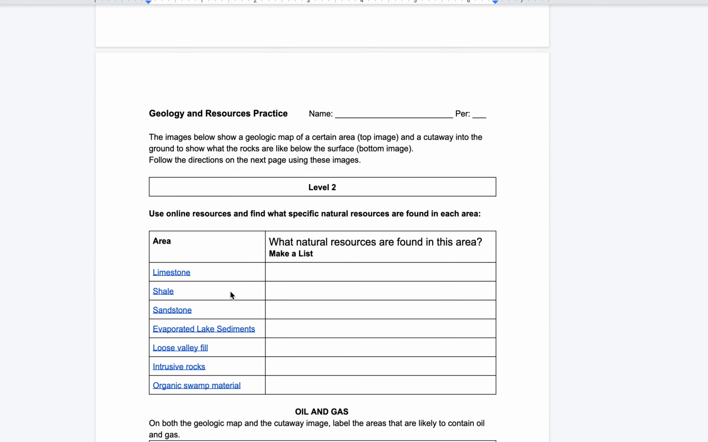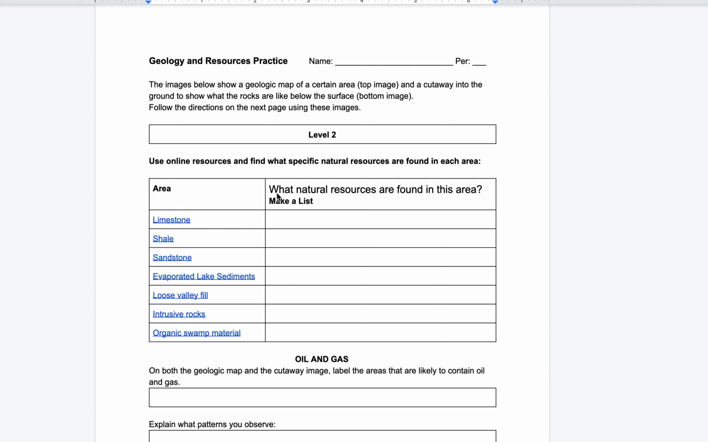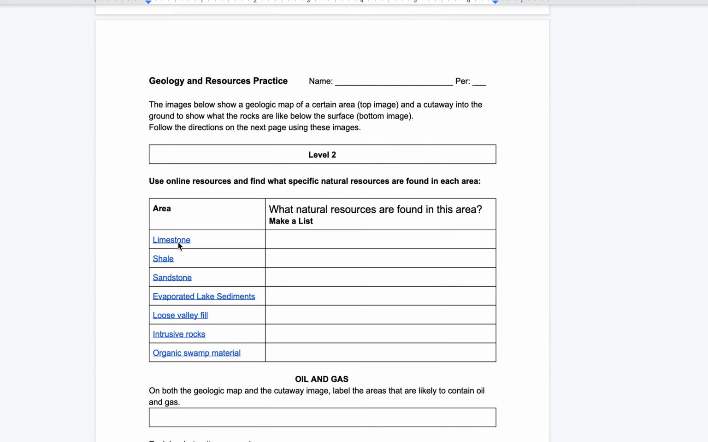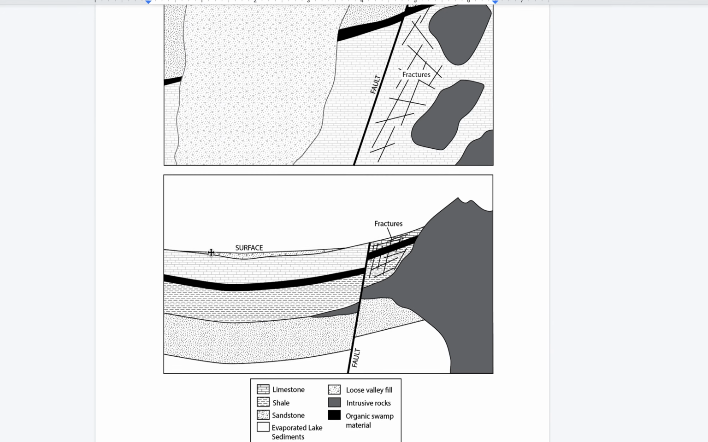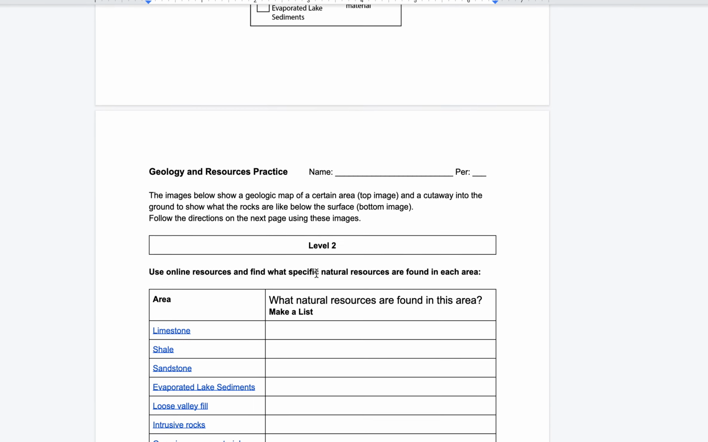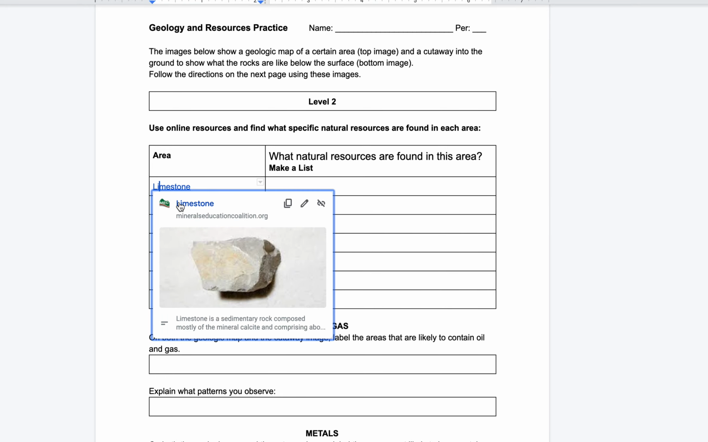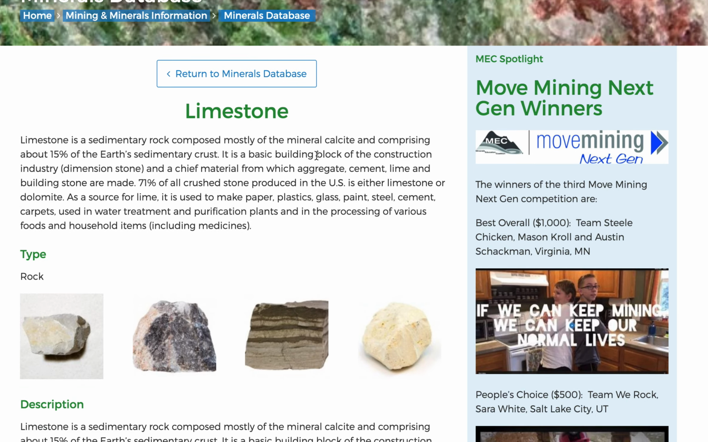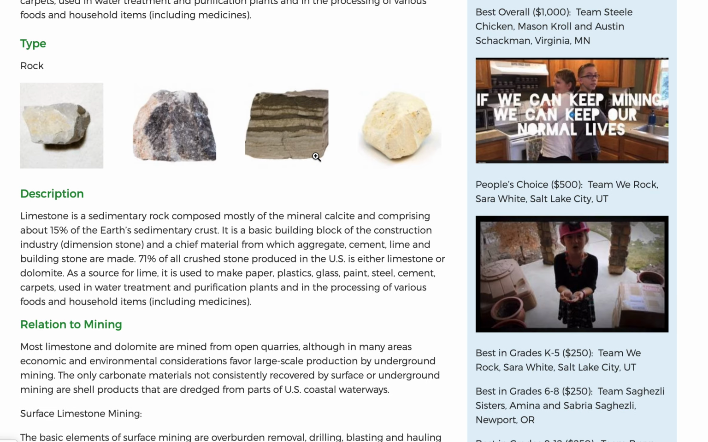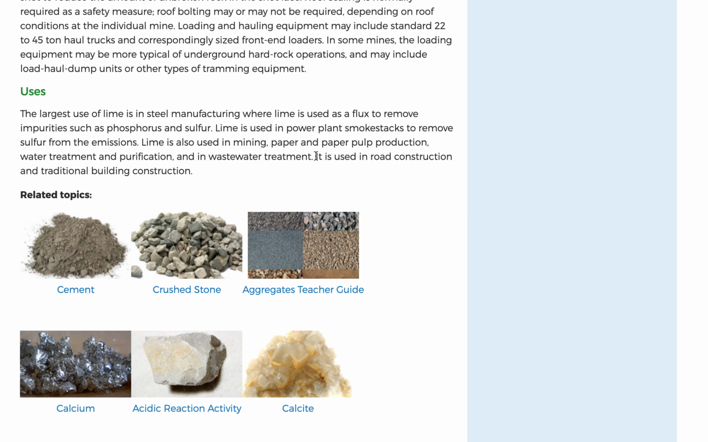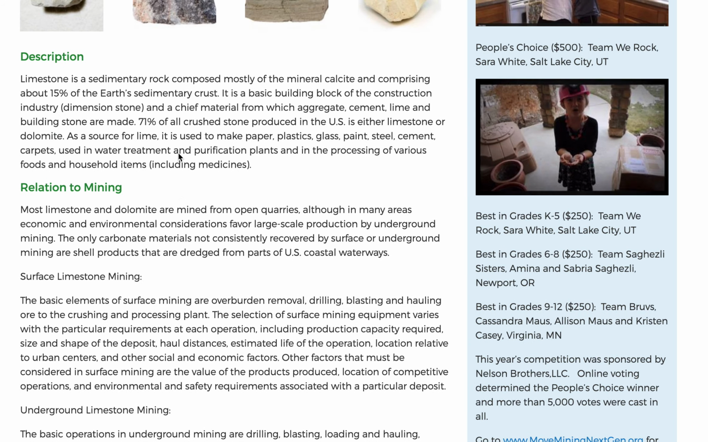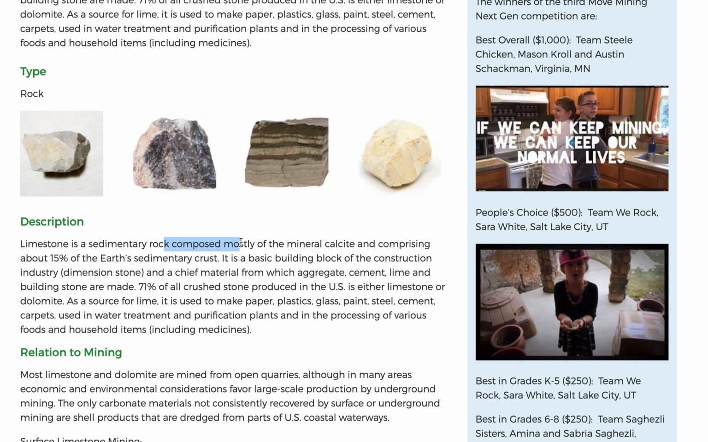Follow the instructions. First, you have to answer this question: what natural resources are found in this area? You're going to have to make a list. For example, in the limestone area, you're going to open this link and find which natural resources are found in the limestone deposit. There you go, composed mostly of the mineral calcite. So calcite would be a natural resource right there.